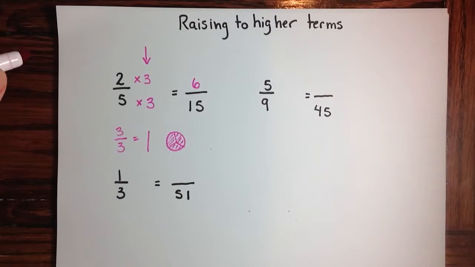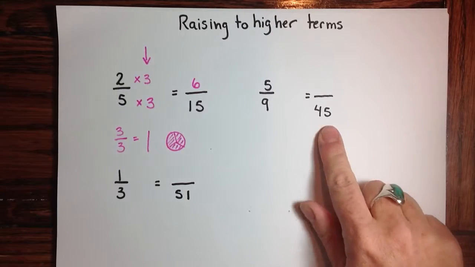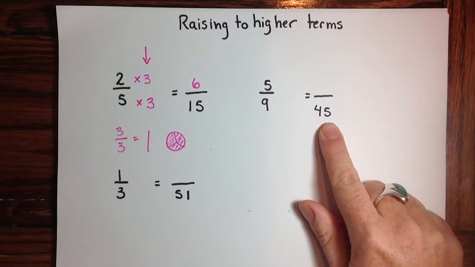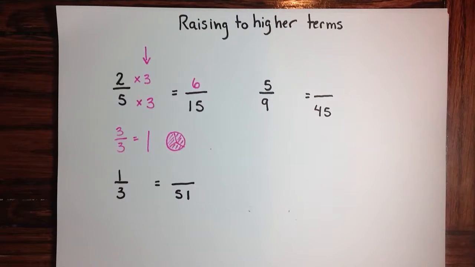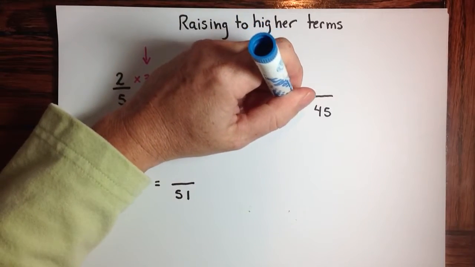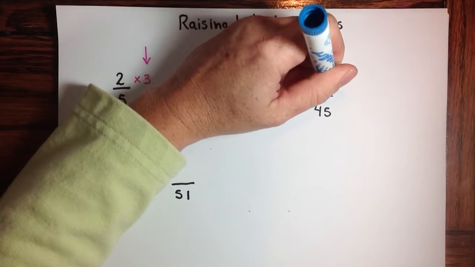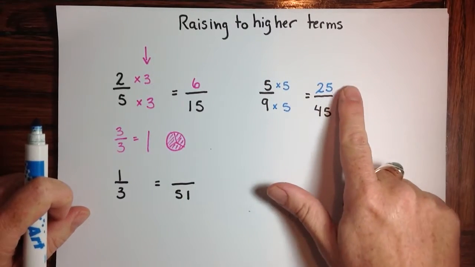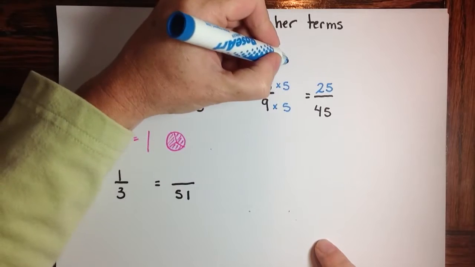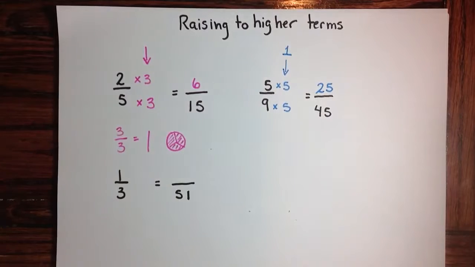Moving forward with the next example, 5/9 is equal to what number of 45ths? So we ask the same question again, what do I need to multiply 9 by to get to 45? And the answer is 5. So if we multiply our numerator by that same amount, we will get an equivalent fraction, 5/9 equivalent to 25/45, because this fraction 5/5 is really just the number 1.